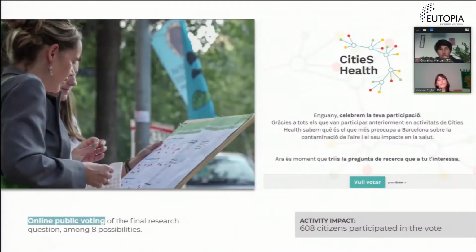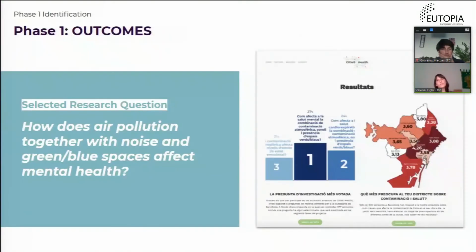Okay, that was the example of the online voting. And the next one. So the topic selected was related to mental health. And here you can see the question that we are now trying to address with the current activities. So the participants wanted to understand how the relation between air pollution, noise, and the use of green spaces, so the use that people make of the park or of the sea, can affect the mental health of citizens in Barcelona.